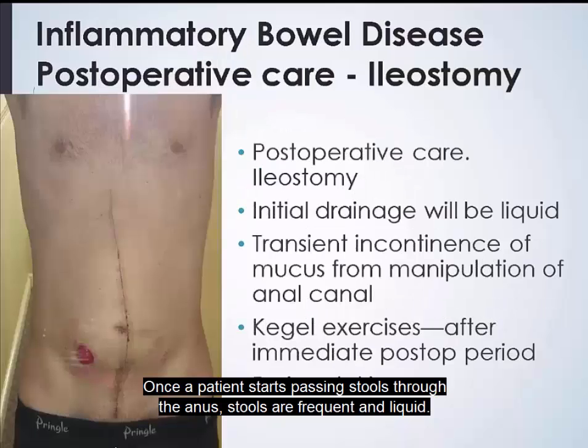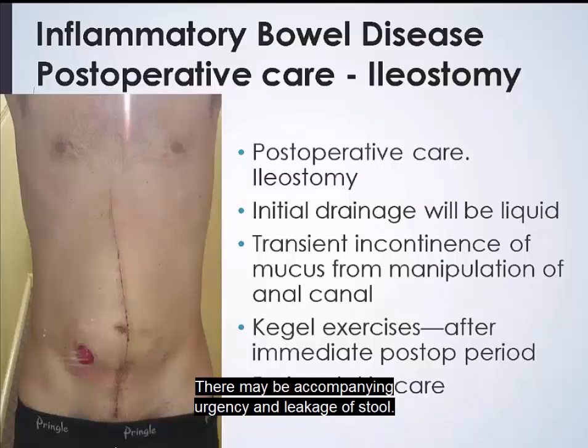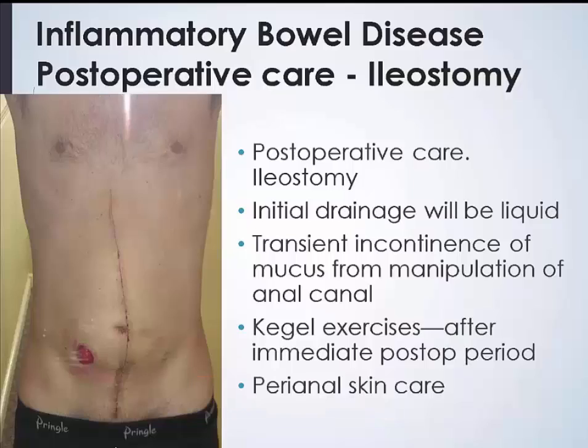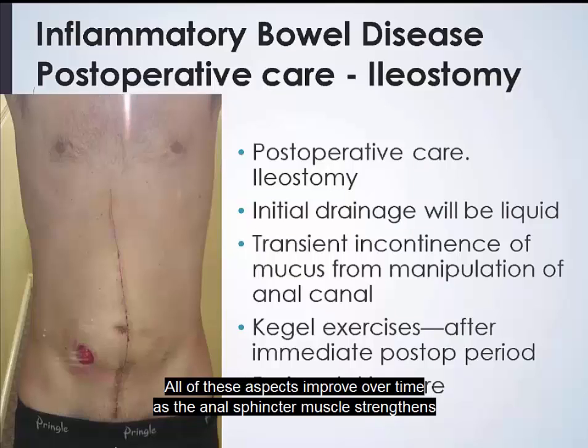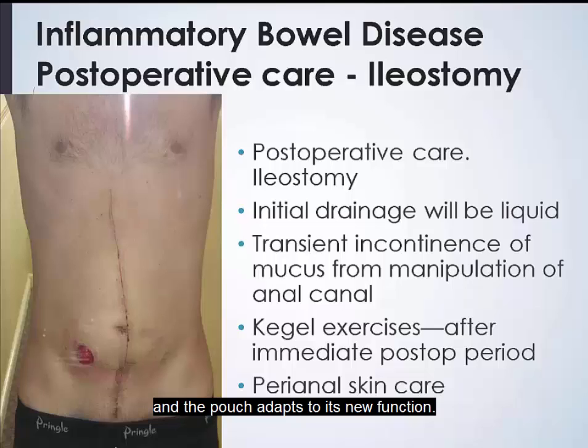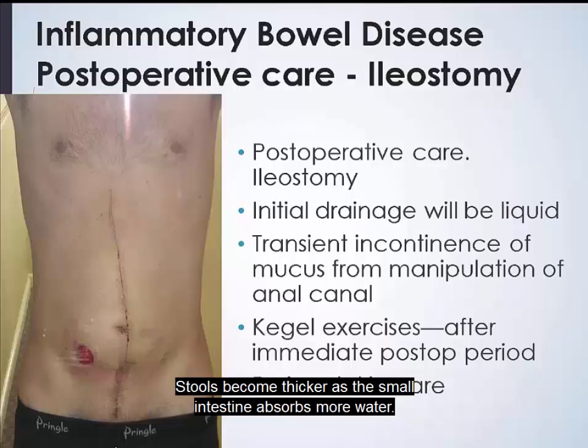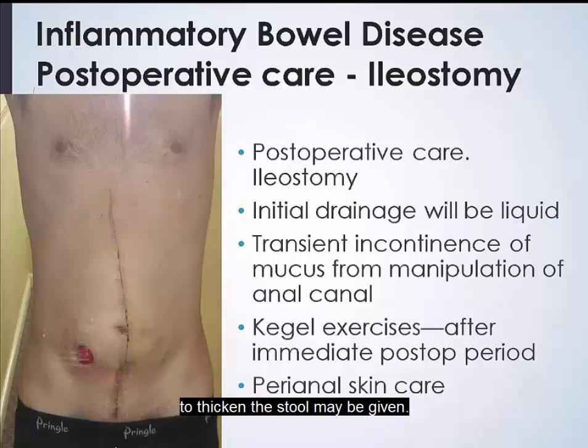Once a patient starts passing stool through the anus, stools are frequent and liquid. There may be accompanying urgency and leakage of stool. All of these aspects improve over time as the anal sphincter muscle strengthens and the pouch adapts to its new function. Stools become thicker as the small intestine absorbs more water. In addition, medications to decrease bowel activity and bulk-forming agents to thicken the stool may be given.